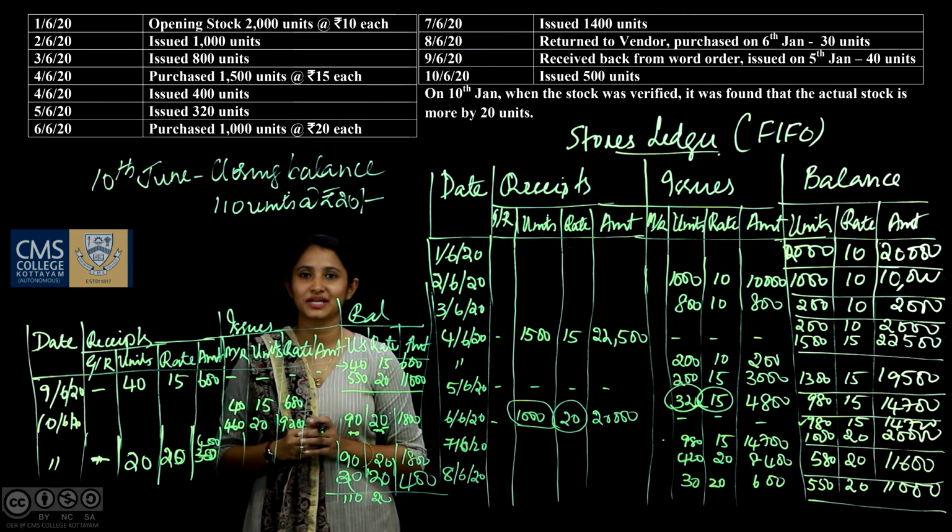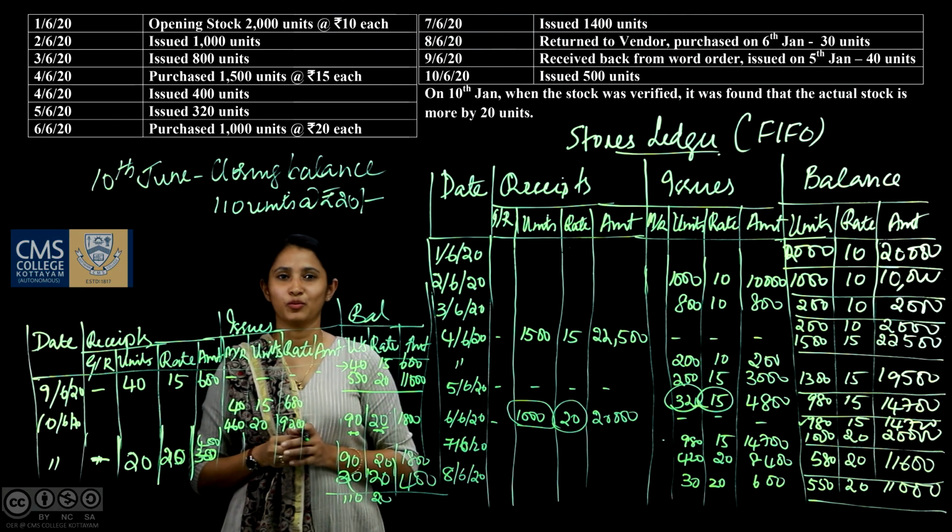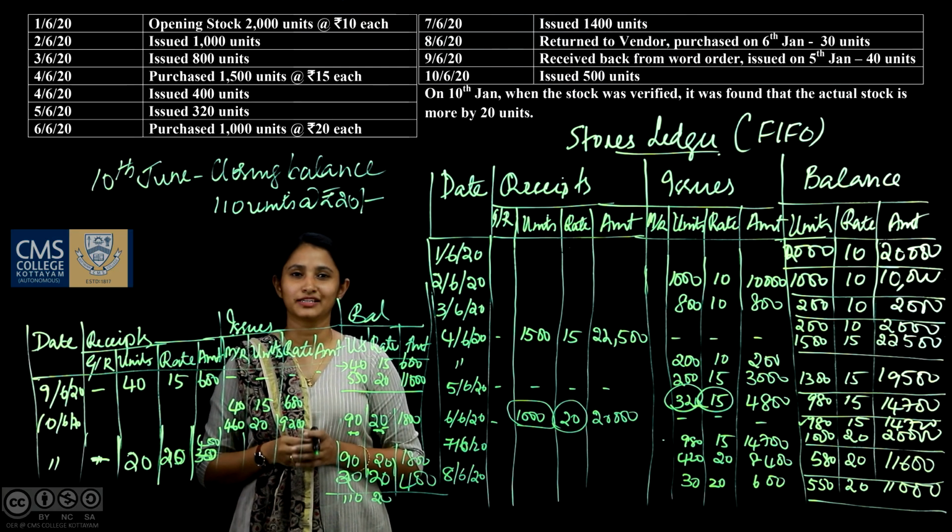So this is how special transactions are dealt with in the FIFO method. We will deal with the LIFO method in the next class.